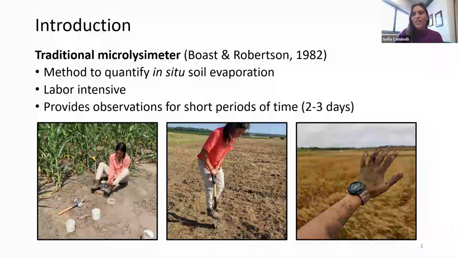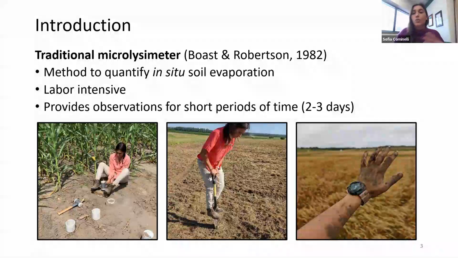That is myself trying to insert the pipe in a very dry soil condition. And it is also difficult to measure after precipitation events because everything is wet and muddy. Also, the area where we are measuring the soil evaporation is reduced. And something important to highlight is that after 4 days or even more, the soil moisture inside the microlysimeter differs from the surrounding soil. Why is that?